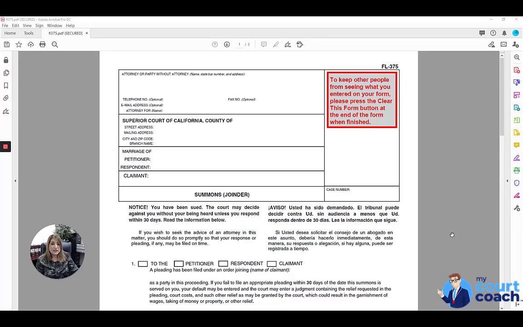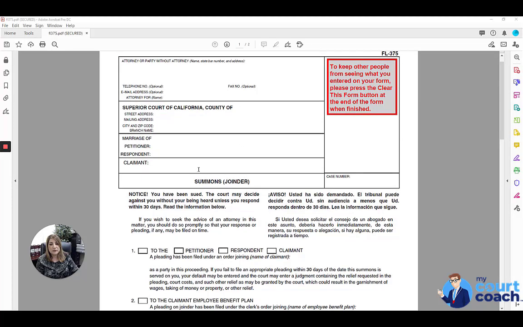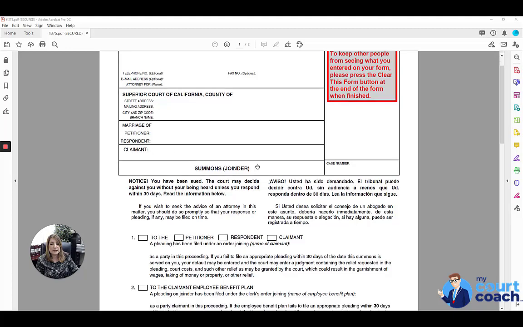I'm Sarah and I'll be your instructor today as we talk about the summons for a joinder, also known as Form FL-375. As with all our court forms, you want to start off with filling in your identifying case caption information at the top. This form is just a little bit different in that you also want to include the name of the third party that's being joined where it states claimant.